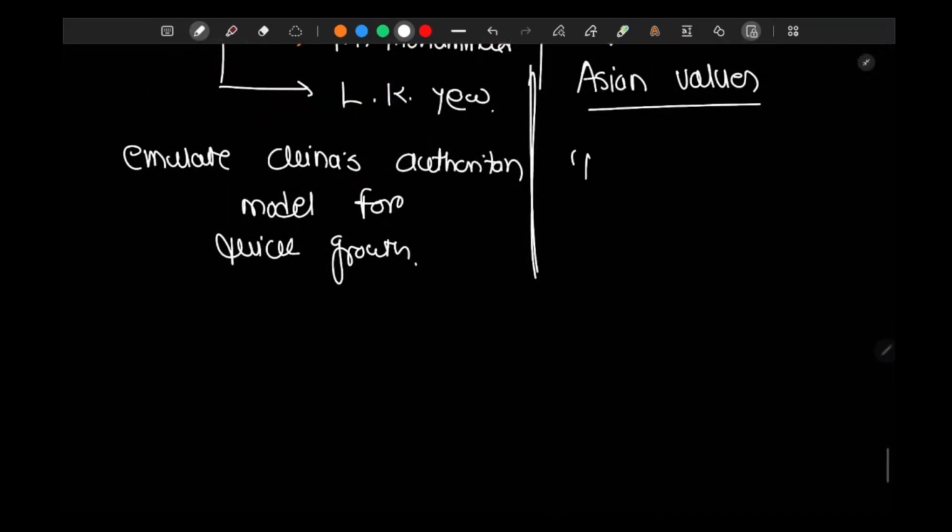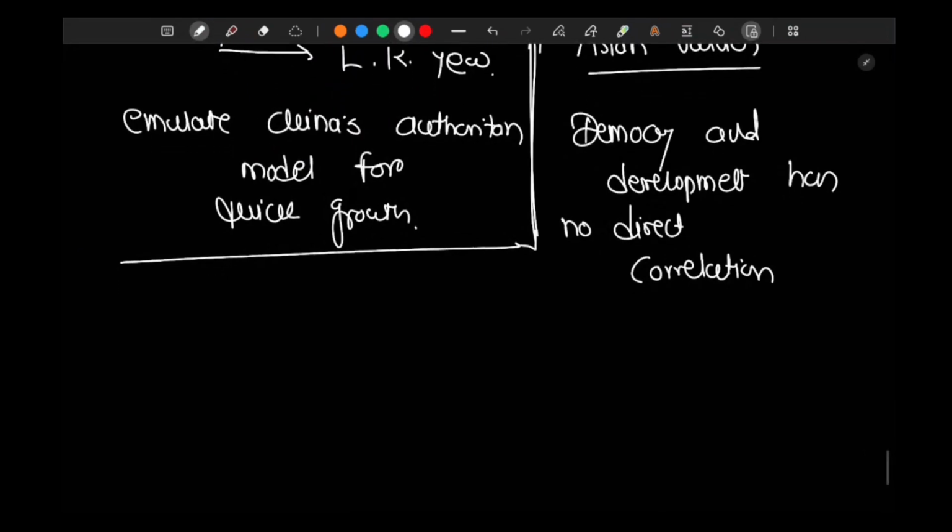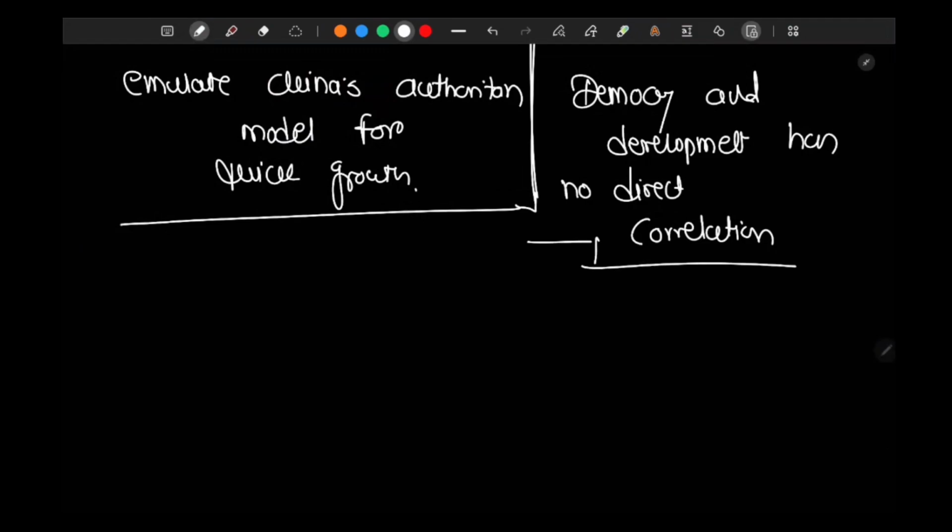And he suggests that democracy and development have no direct correlation, whereas Lee Kuan Yew suggests there is a direct connection. Lee Kuan Yew suggests for development we need discipline. For development we need a strong central state. For Sen, it is not true. For development, it is not really needed what type of government exists. It is not really required, right? For development, there can be a different kind of government, and it can work if the leadership is strong enough, right?